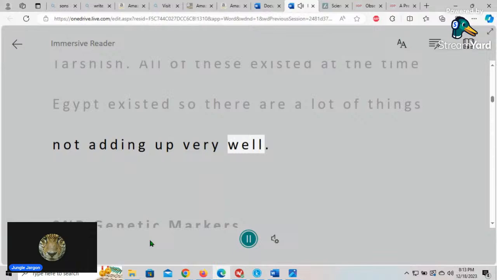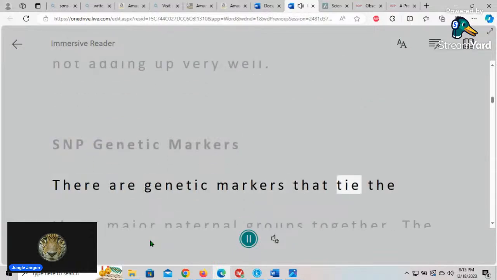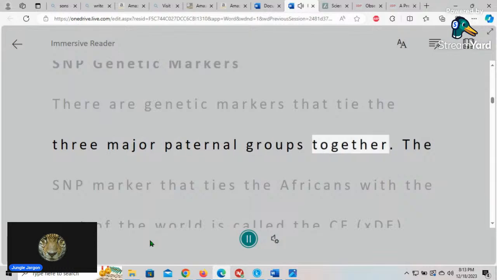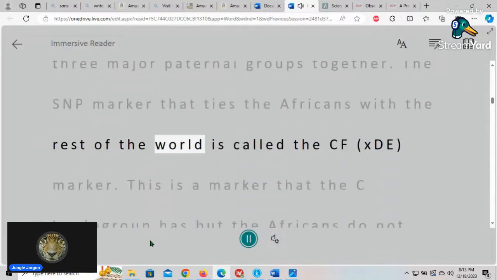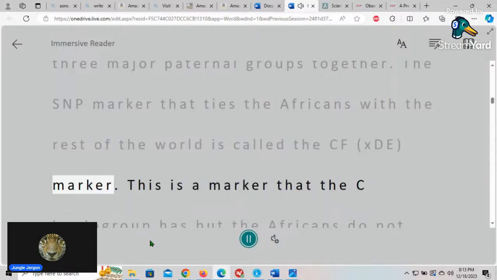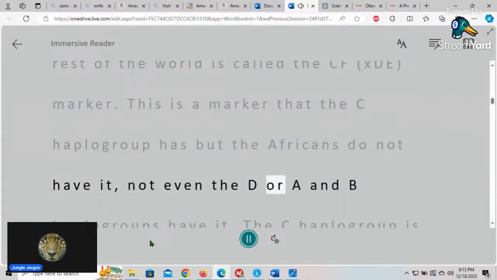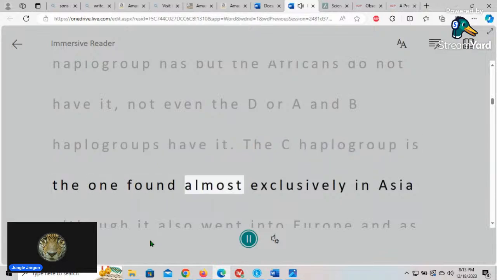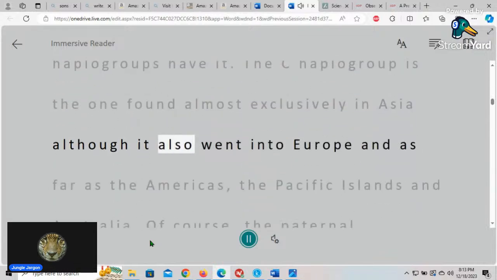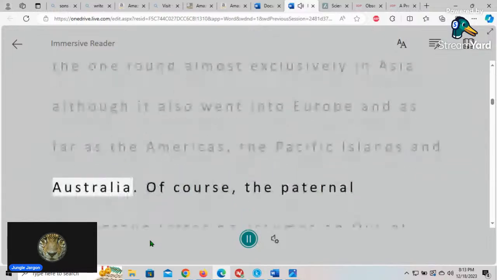SNP genetic markers. There are genetic markers that tie the three major paternal groups together. The SNP marker that ties the Africans with the rest of the world is called the CF-XDE marker. This is a marker that the C haplogroup has, but the Africans do not have it, not even the D or A and B haplogroups have it. The C haplogroup is the one found almost exclusively in Asia, although it also went into Europe and as far as the Americas, the Pacific Islands, and Australia.